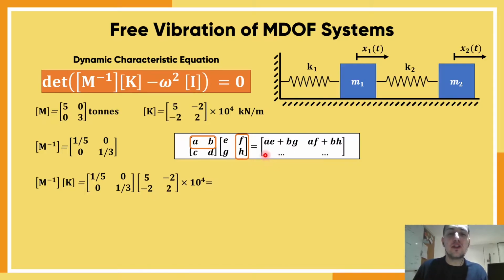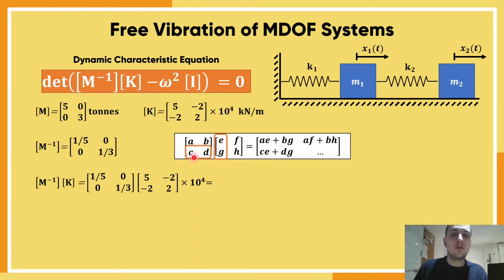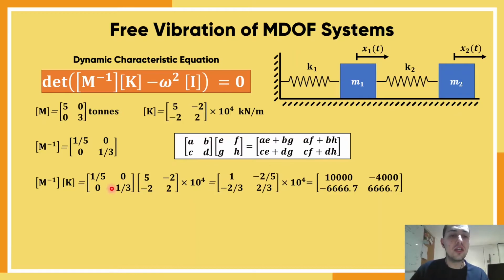This term here is on the second row, first column, so you do the second row times the first column. So CE plus DG. And then the last one is in the second row, second column, so you do the second row times the second column. So CF plus DH. So with this refresher, we can now do the calculation in this case.